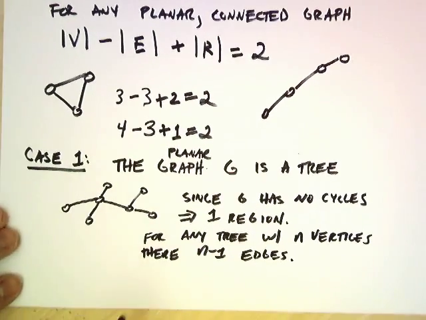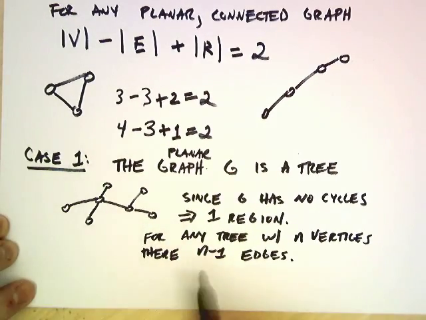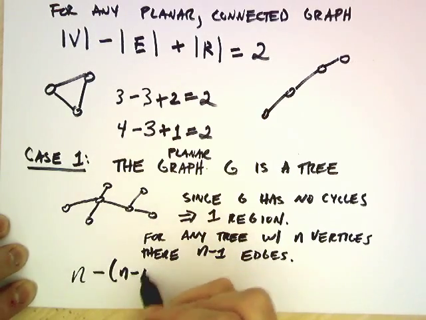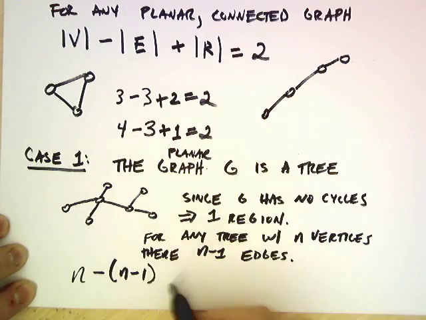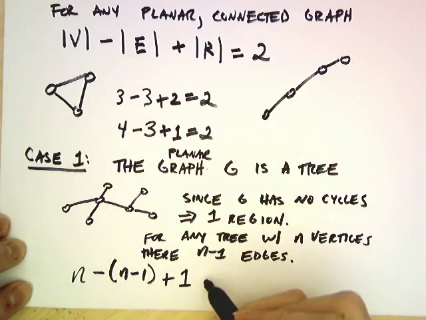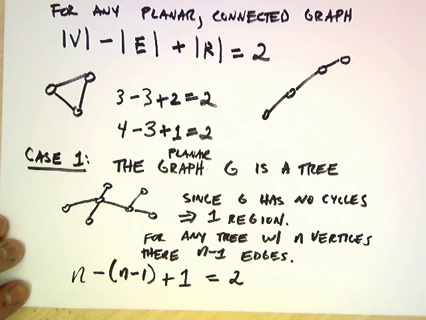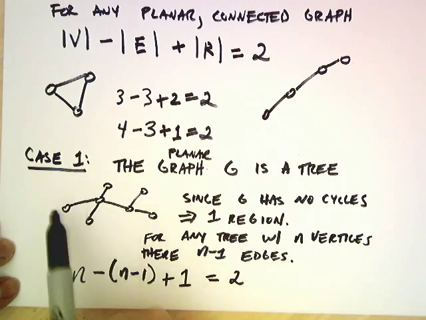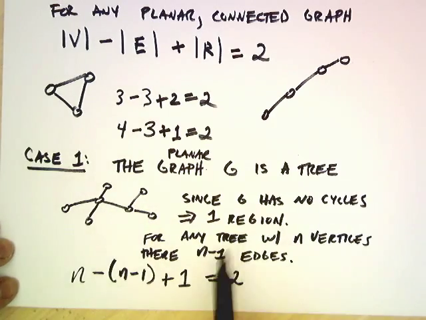Great, so now we know that for any tree, let's say it has n vertices, that means there are always n minus 1 edges, and there's only one region, the outer region. And you'll notice that n minus (n minus 1) plus 1 equals 2. So for any tree, Euler's formula is definitely true. Again, that's because since the graph has no cycles, there's only one outer region. And since it's a tree with n vertices, there are n minus 1 edges. So there are n vertices, n minus 1 edges, and one region. We add them up, we get 2.